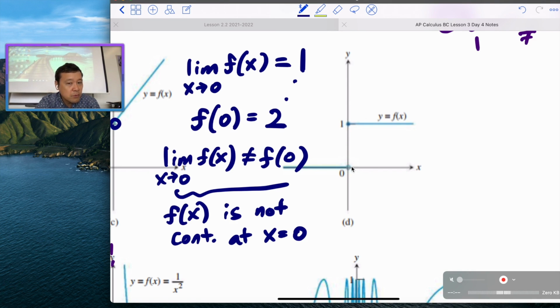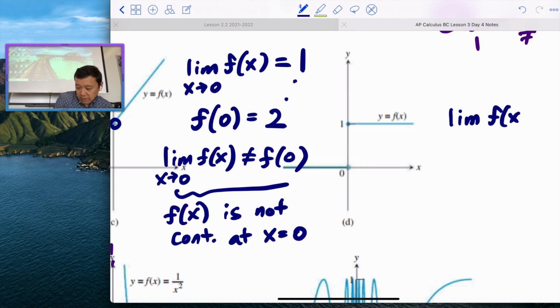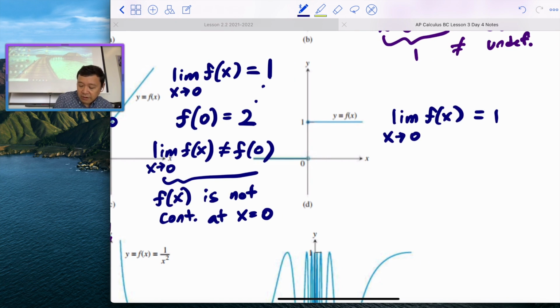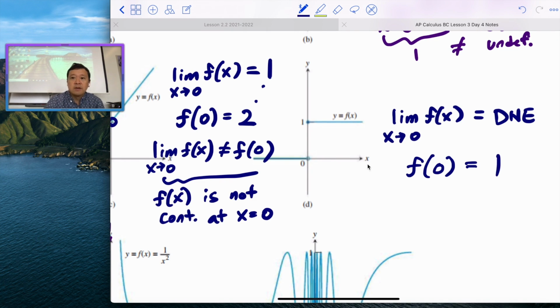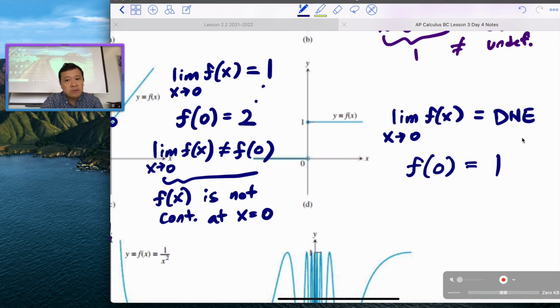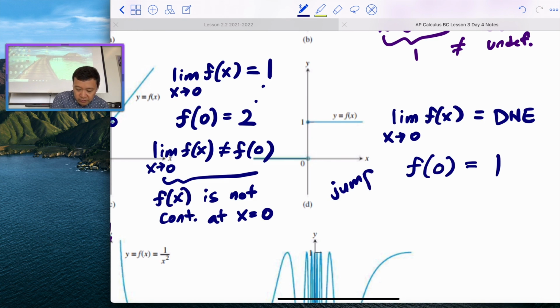More formally speaking, your limit for this one as x approaches 0 from either side does not exist at all. So we cannot even compare, while f of 0, the defined value at x equals 0, is equal to 1. But again, these two are not congruent. So you could say that the function itself is not continuous at x equals 0. For this reason, this is an example of what we call a jump discontinuity.